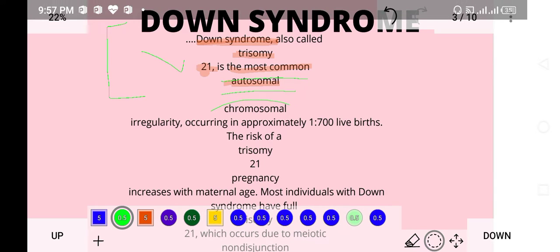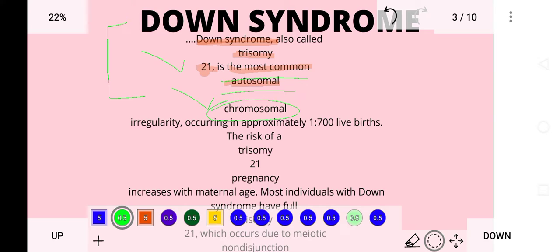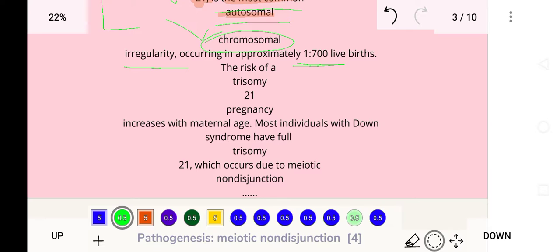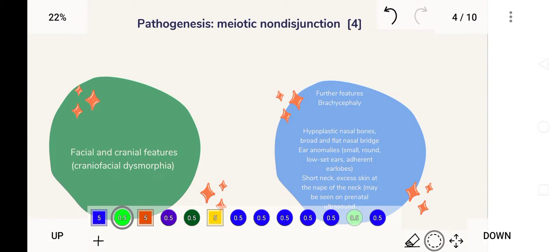It is a chromosomal abnormality that occurs on chromosome number 21. The incidence is approximately 1 out of 700 live births. It increases with maternal age, and most individuals with Down syndrome have full trisomy of the 21st chromosome due to meiotic non-disjunction. So, 1 out of 700 patients becomes affected by this genetic disease, Down syndrome. This is the pathogenesis: meiotic non-disjunction in Down syndrome.